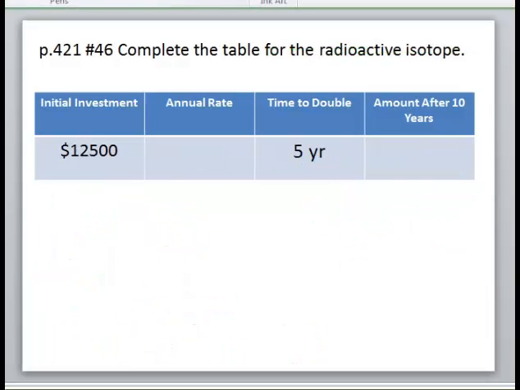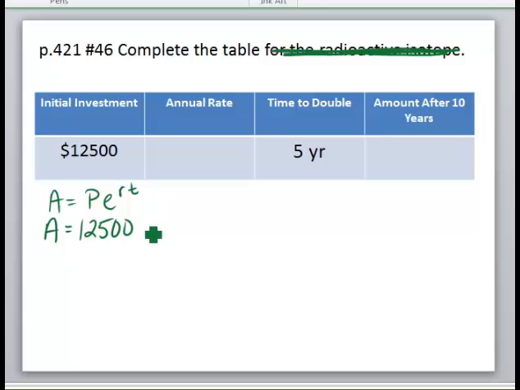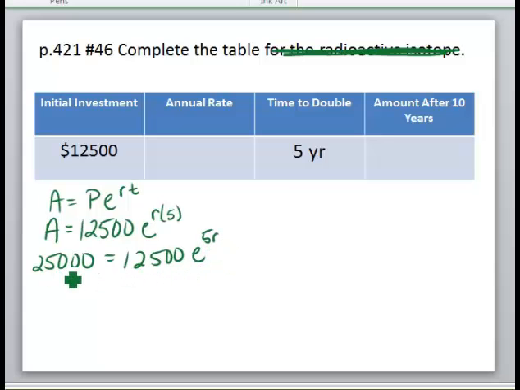Alright, in this next one I've got another initial investment. So those instructions are wrong. This time our initial investment is $12,500. I am trying to figure out the annual rate. So I'm trying to figure out R. I know the time it takes to double is 5 years. So that really means for it to get to 25,000, then I have this new equation. Because 25,000 is double 12,500.